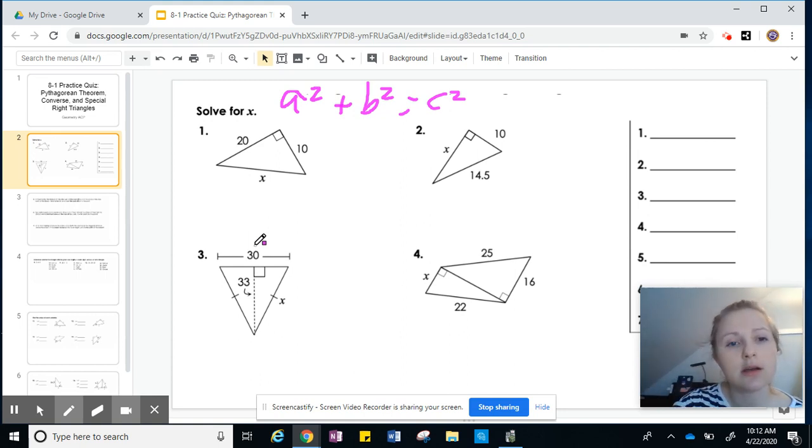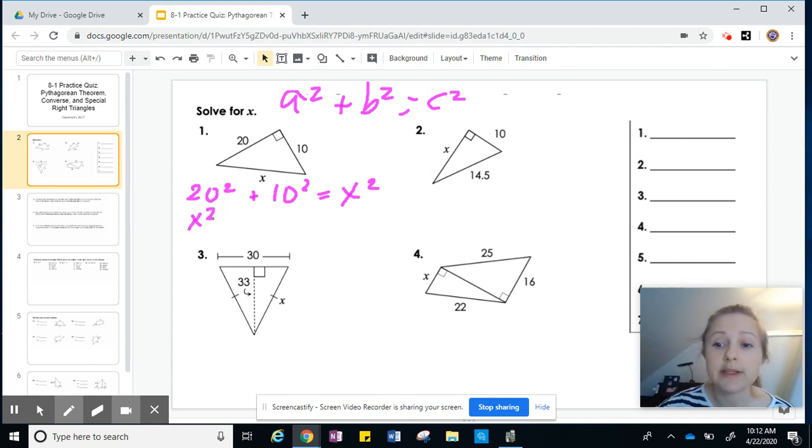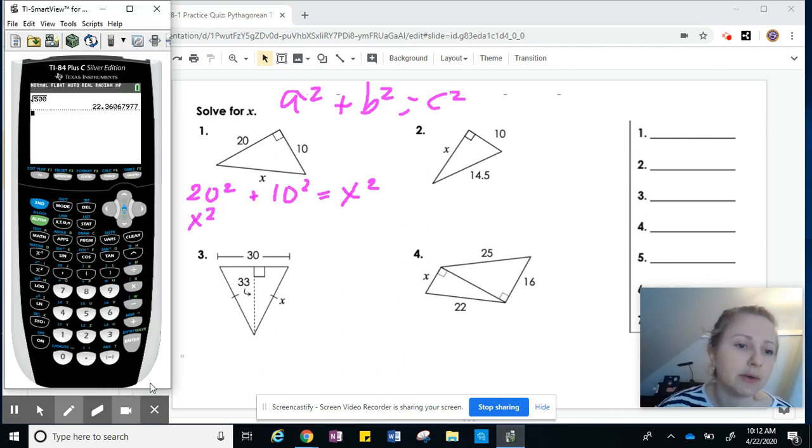So for number one, we have 20 and 10 for our legs, and x is the hypotenuse. So we have 20 squared plus 10 squared equals x squared. In order to get x alone, let's first figure out what 20 squared plus 10 squared is. In your calculator, you can actually just do that. You don't need to take it step by step unless you want to. So 20 squared plus 10 squared is 500.